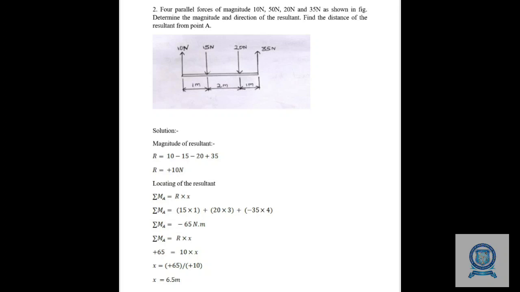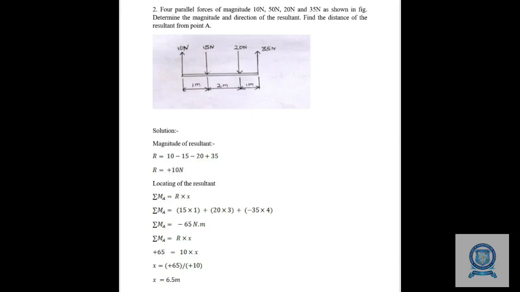And the fourth force is 35 Newton. It is acting to the right of point A, upwards, so it is anti-clockwise. It has a 4 meter distance, so minus 35 into 4. So the equation is 15 into 1 plus 20 into 3 minus 35 into 4, and if you solve it, you get sigma MA is equal to minus 65 Newton meter. The summation of moments about point A is a negative value, so the system creates an anti-clockwise moment.